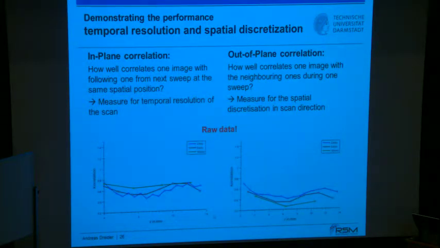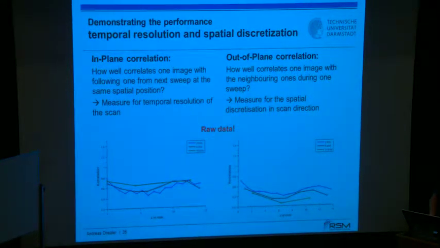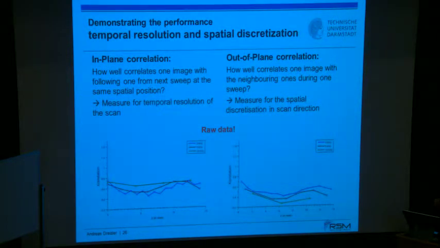Now you have to somehow evaluate that. And this is done here in 2 ways. First of all, it's an in-plane correlation. So the question is, how well does one image correlate with itself at the same location after one sweep. So you take the image at this location, and then the light sheet is scanned and it comes back, and in the next cycle you take the same location and correlate the measured image with itself. And by that you can test the temporal resolution.